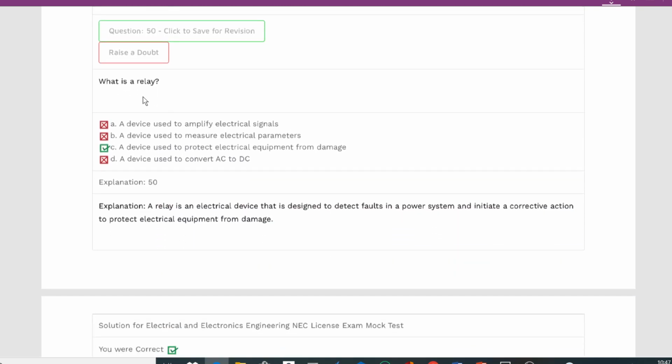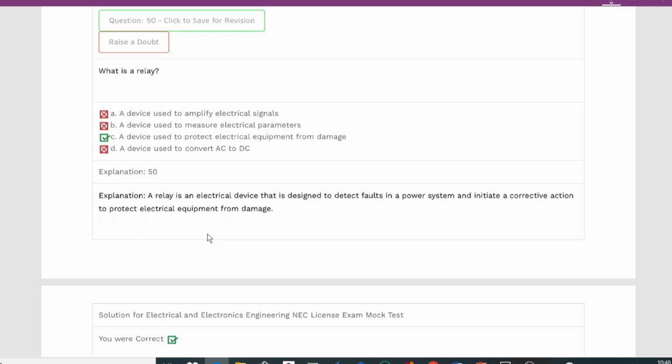Now what is a relay? So here a device used to protect electrical equipment from damage is a relay. So a relay is an electrical device that is designed to detect a fault in a power system and initiate a corrective action to protect electrical equipment from damage. So here option C is correct.